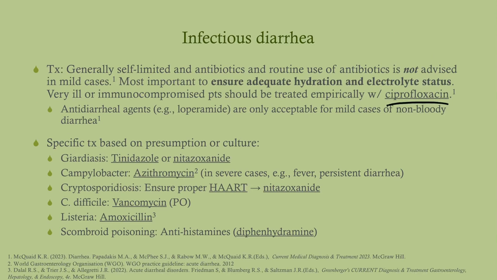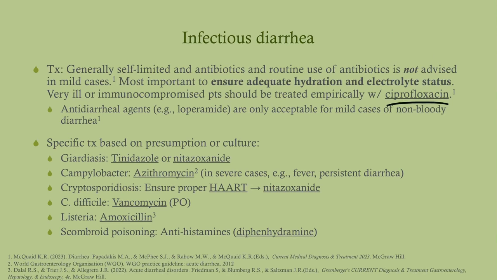The specific treatment is going to depend on presumption or the culture. So if they have giardiasis, a camper with non-bloody, voluminous, fatty diarrhea, we can give tinidazole or nitazoxanide. We used to give metronidazole, not anymore, too much resistance. So tinidazole or nitazoxanide. Campylobacter, we usually go for azithromycin.